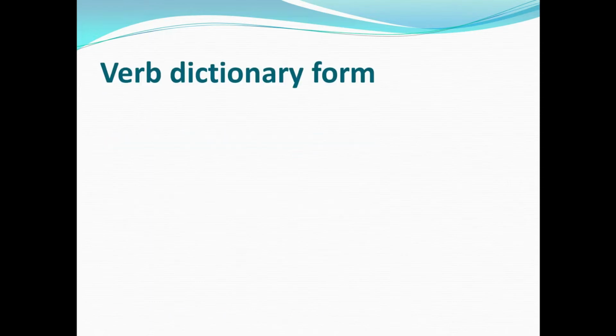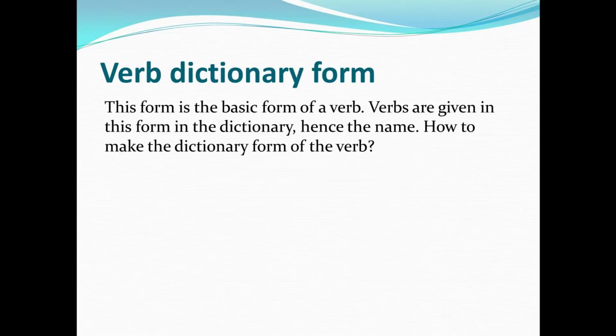So verb dictionary form. This form is the basic form of a verb. Verbs are given in this form in the dictionary, hence the name. So how do we make the dictionary form of a verb? Remember that the verbs, as I've said before, are divided into three groups. I hope by now you can distinguish which verbs belong to group 1, 2, and 3. So how do we transform group 1 verbs into their verb dictionary form?